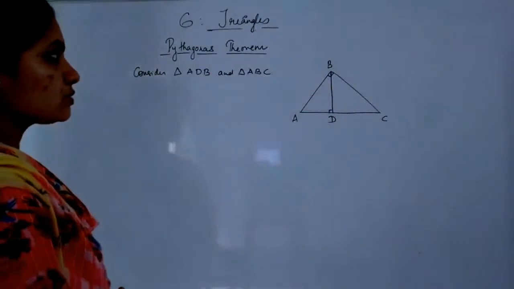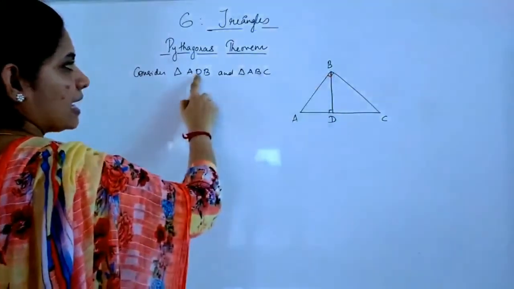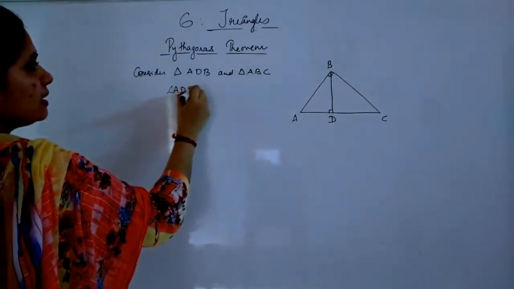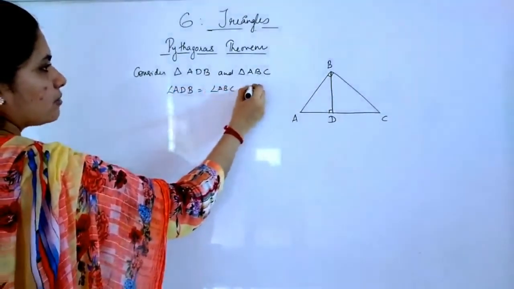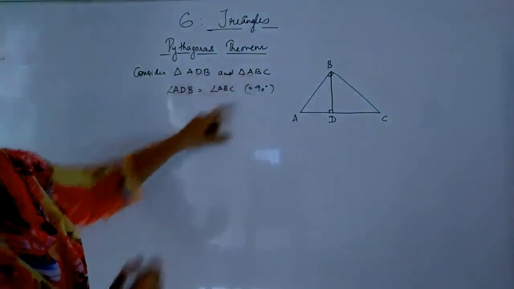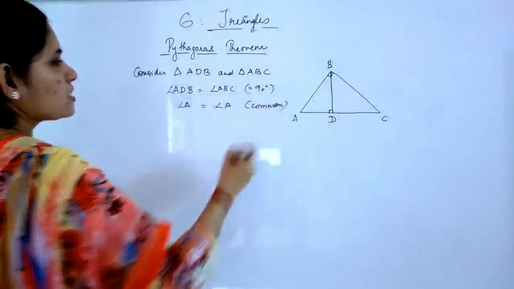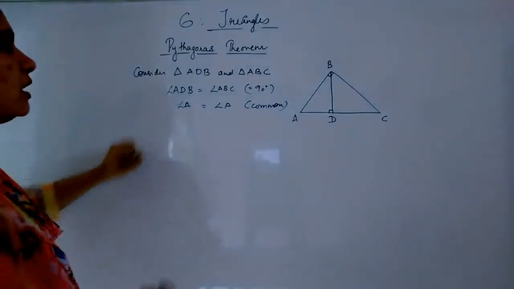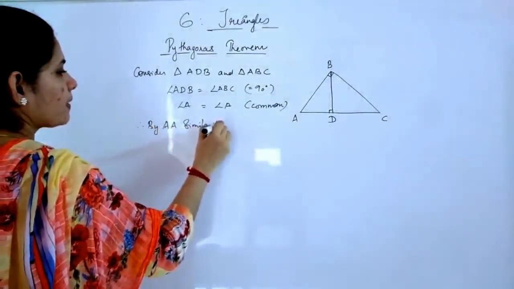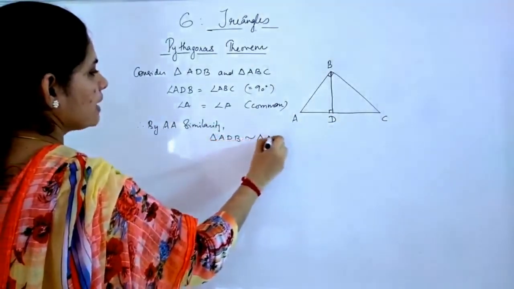Now how can we show that these two are similar? Here you have 90 degree and in this triangle you also have 90 degree, that means at D and at B in the two corresponding triangles. So angle ADB is equal to angle ABC, both are equal to 90 degree. And angle A is common to both the triangles, so angle A is equal to angle A. Since you have got two angles correspondingly equal, by AA similarity we can say that triangle ADB is similar to triangle ABC.